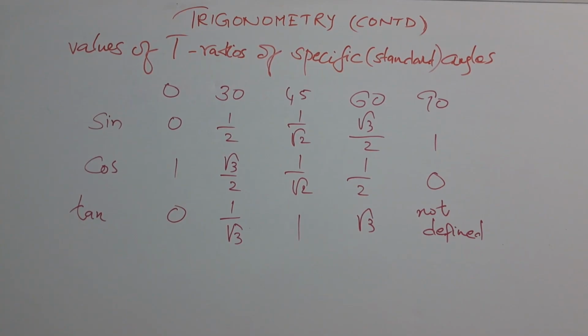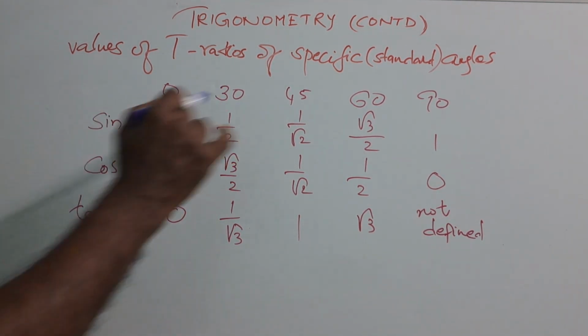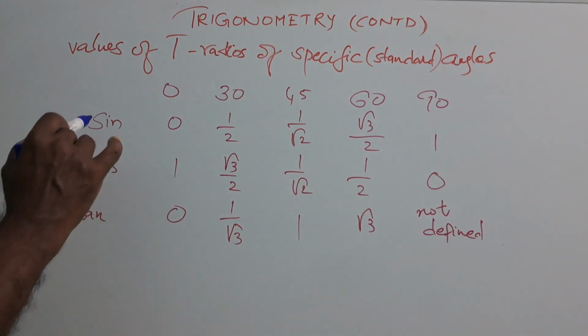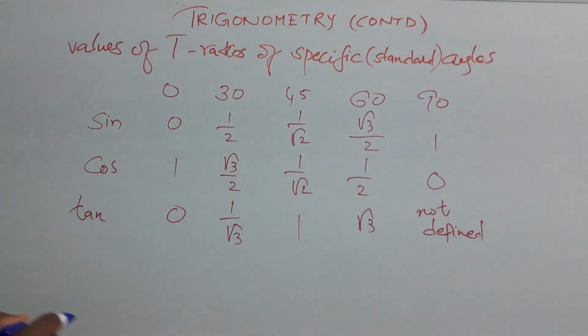Dear students, today we deal with the problems related to the values of trigonometric ratios of specific or standard angles. First of all, let's see the values of sine, cosine, and tangent of these standard angles. As you know, sine 0 is 0, sine 30 is 1 by 2, sine 45 is 1 by root 2, sine 60 is root 3 by 2, sine 90 is 1.